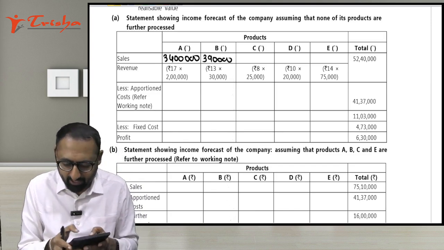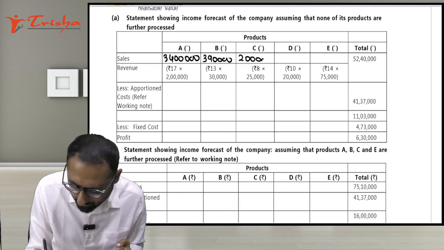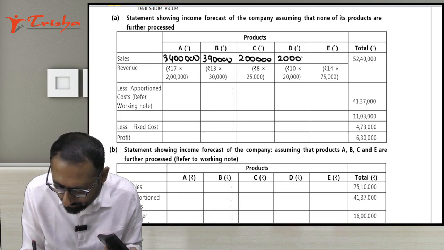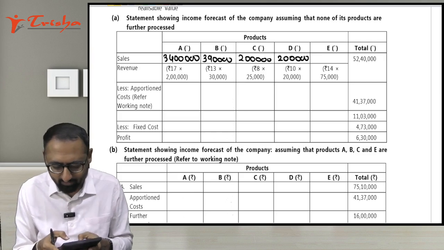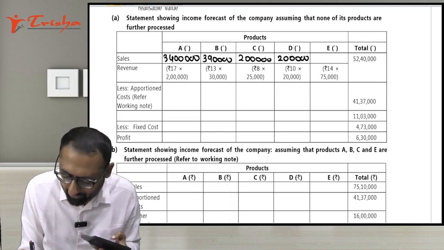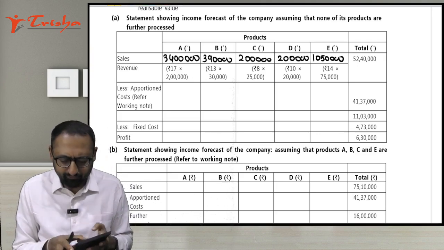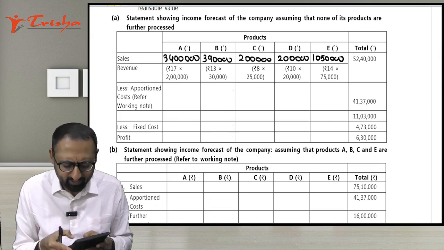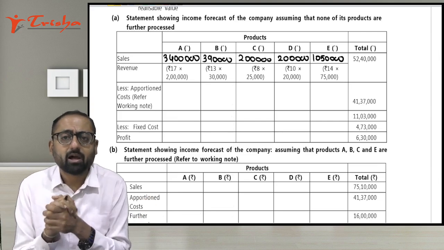Then 8 multiplied by 25,000, 2 lakhs. Then 10 multiplied by 20,000, it will be 2 lakhs. And for product B, 14 multiplied by 75,000, your answer comes to 10,50,000. 34 lakh plus 3,90,000 plus 2 lakh plus 2 lakhs plus 10,50,000, 52 lakh 40,000 is your total sales. Okay, sales at the split off.